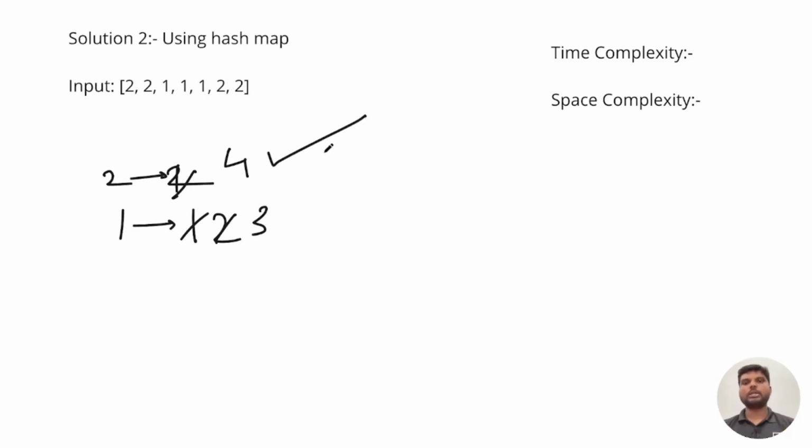Hope you got the approach. Now what's the time and space complexity for this approach? Well, the time complexity becomes O of n. Why? Because we are iterating over the array only once, right?